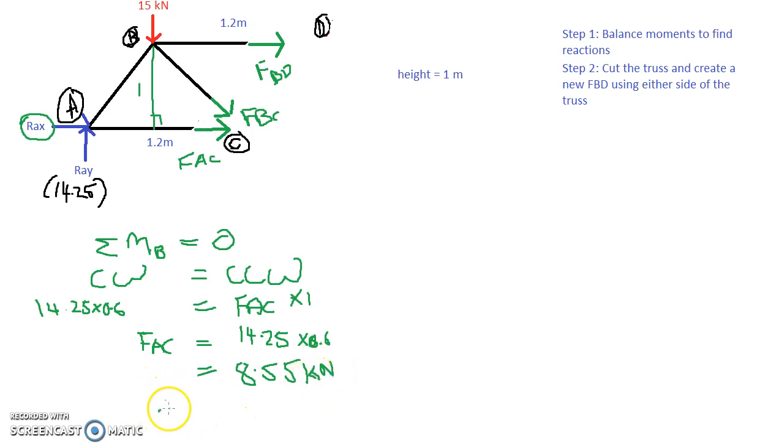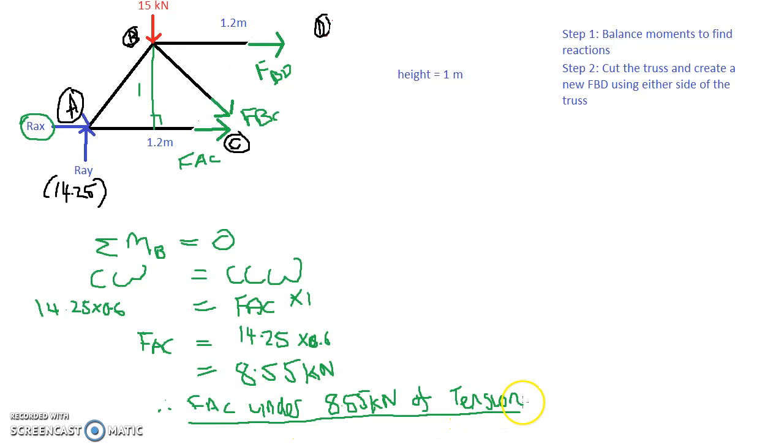And I would write, therefore, FAC is 8.55 kilonewtons of tension. And I would underline that as my answer. Okay, so we've found that FBC was equal to 0.